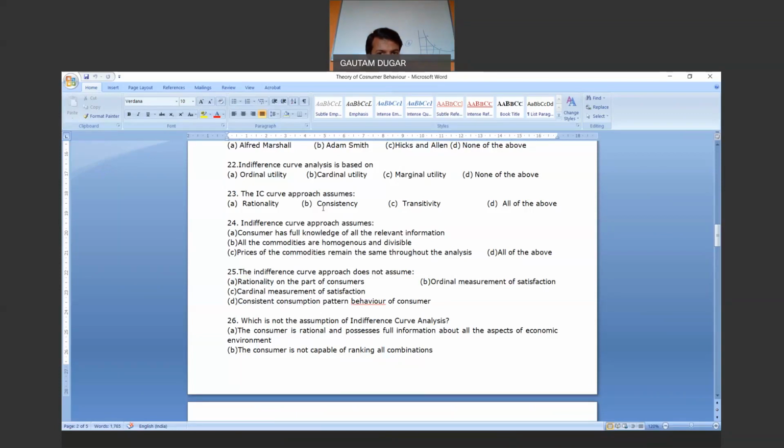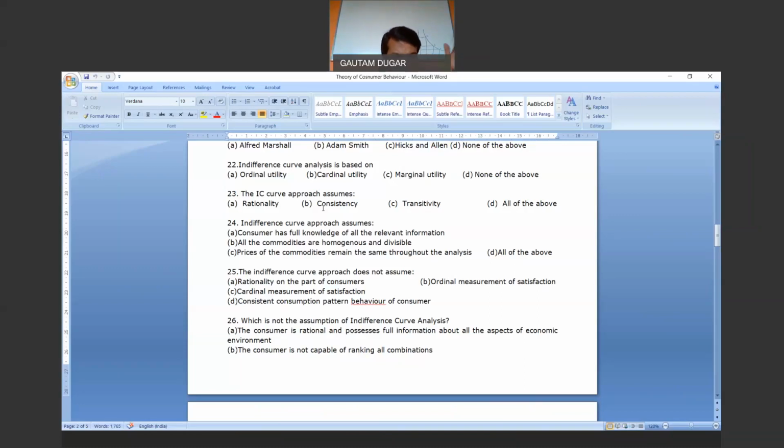So, indifference curve 24 number, question 24. Indifference curve approach assumes all of the above. That's the right answer. It's all the above. Shubham. 25. Indifference curve approach does not assume, yes, C is the correct answer, cardinal measurement of satisfaction. Cardinal utility approach is not applicable here because it belongs to the ordinal school.